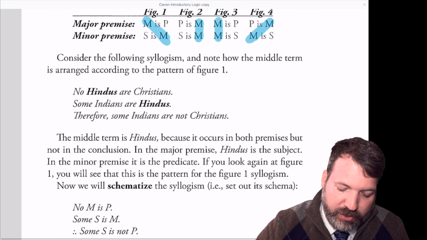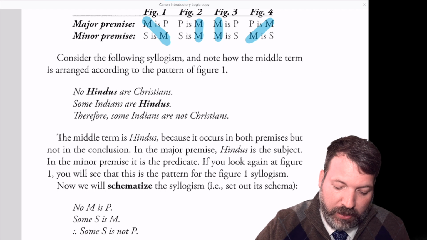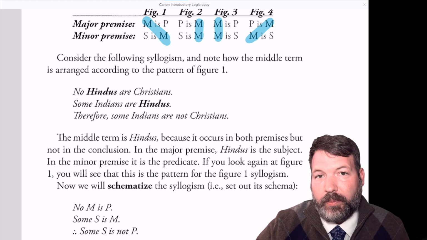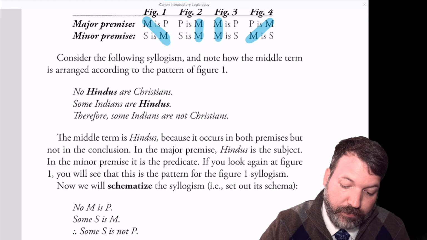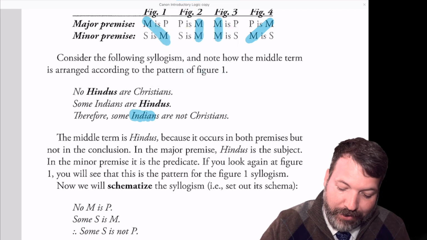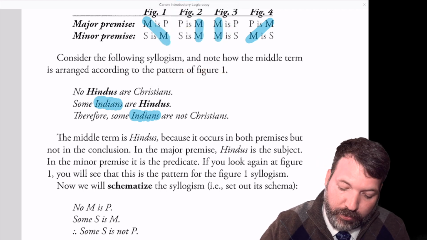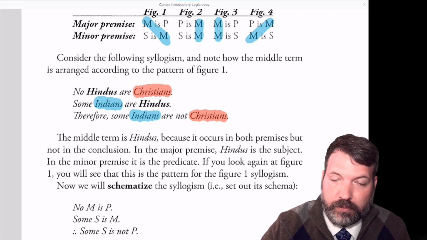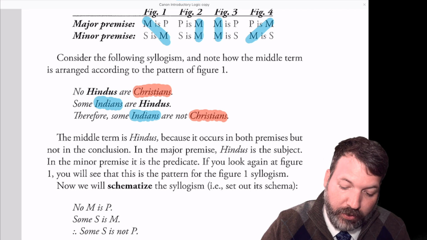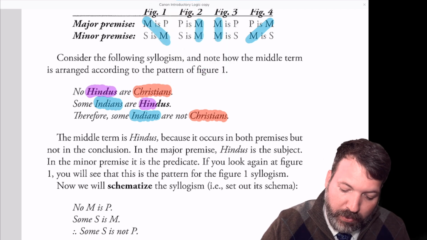So let's consider a particular argument here. No Hindus are Christians. Some Indians are Hindus. Therefore, some Indians are not Christians. You should notice this is already in standard order. Your minor term, the subject of the conclusion, is Indians, and of course it appears in its premise, the minor premise. Your major term, the predicate of the conclusion, is Christians, and of course it appears in its premise. And then the term in bold is our middle term.